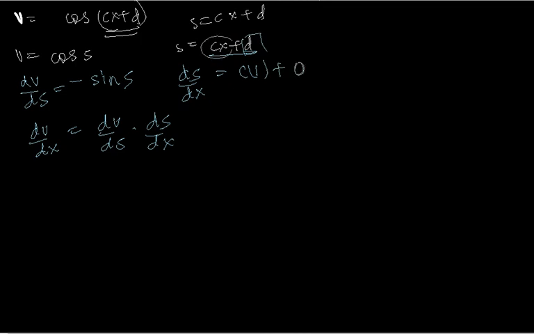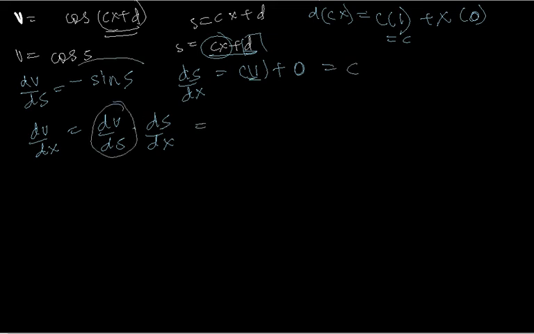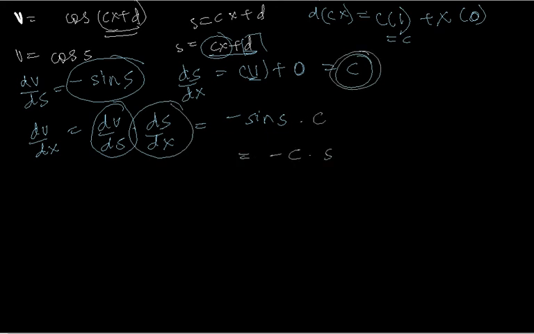Remember that even in cx plus d I am putting the product rule. So what is the derivative of cx? That is first function as it is into derivative of second function, which is 1, plus second function as it is into derivative of first function, which is 0. So this is equal to c. Fine. So I am substituting the value of dv by ds, which is minus sine of s, and then substituting the value for ds by dx, which is c. So this is minus c into sine of cx plus d, in place of s putting cx plus d.